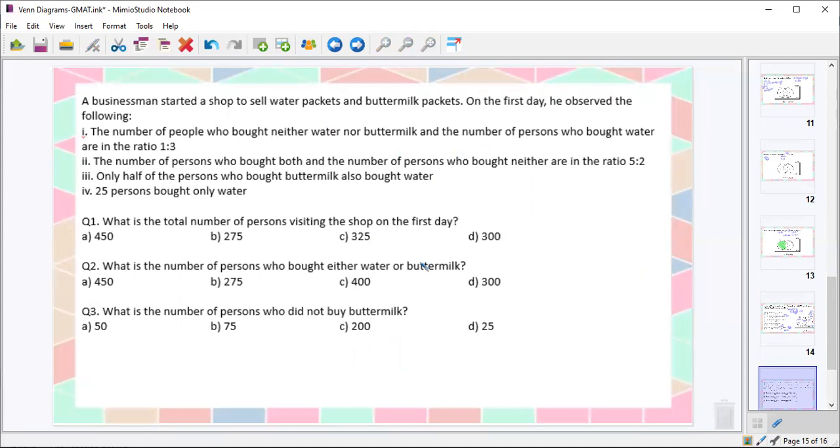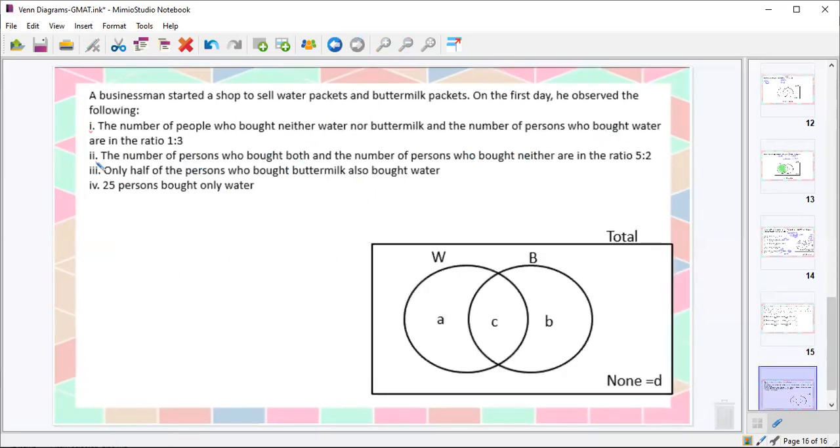Let us take a look at the next question. So we have a businessman who has started a shop to sell water packets and buttermilk packets. On the first day, he observed the following: the number of people who bought neither water nor buttermilk and the number of persons who bought water are in the ratio 1:3. So let me represent this information in the form of a Venn diagram, and then we'll come back to the questions.